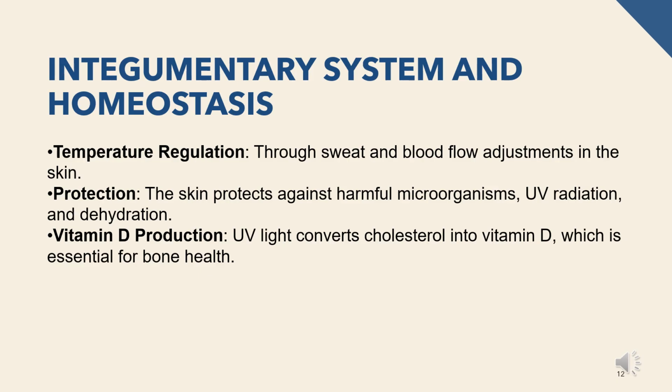How the integumentary system helps in achieving homeostasis. As I already discussed in the previous slide, it helps in temperature regulation, protection and vitamin D synthesis. It regulates our body temperature by excreting sweat and adjusting blood flow in the skin. Protection, so it protects us against harmful microorganisms, UV radiation and dehydration. And coming to the vitamin D synthesis, it uses UV light from the sun to convert cholesterol into vitamin D, that is essential for bone health.